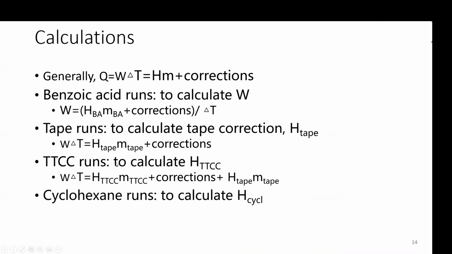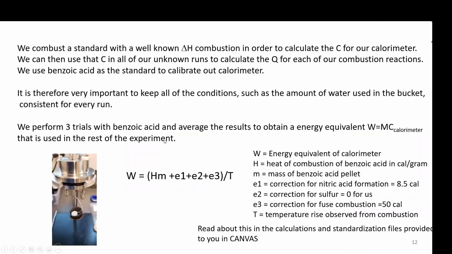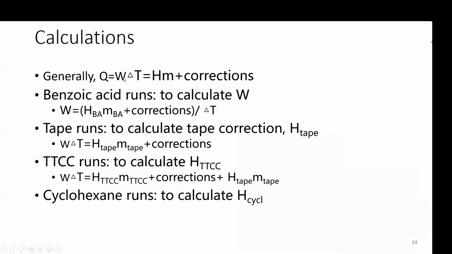So let's review the calculation here one more time. Generally, we have Q, the heat, that's equal to W, the energy equivalent of a calorimeter, times delta T. So there is no mass term in here. W equal to C times M.